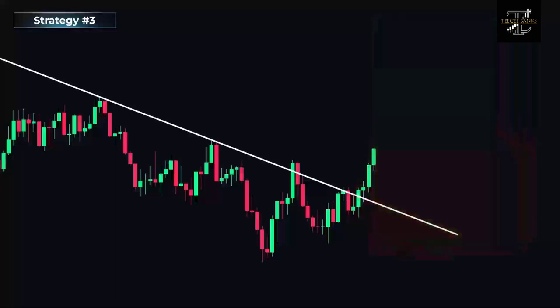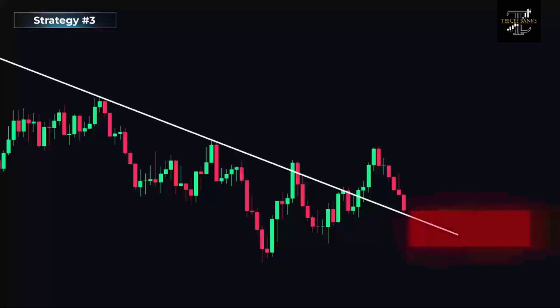So a trick that I use is to enter during the pullback after the breakout, because what usually happens is, after price makes a sharp breakout, it will often make a slight pullback, retesting the trend line before continuing its direction. Once we get that pullback, we can enter a buy position. And because we waited for a pullback, this gives us a better risk-to-reward entry.